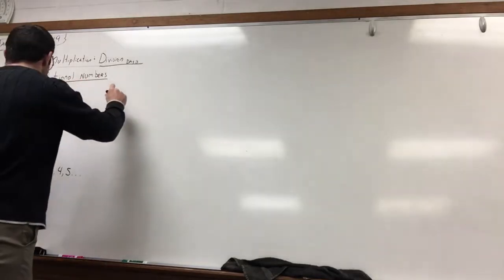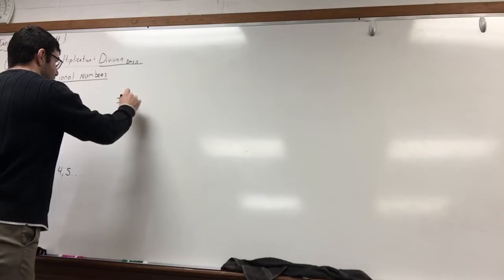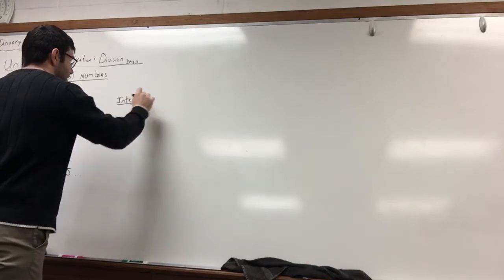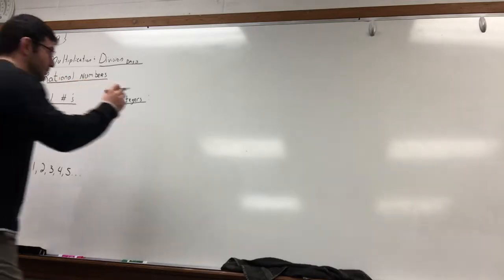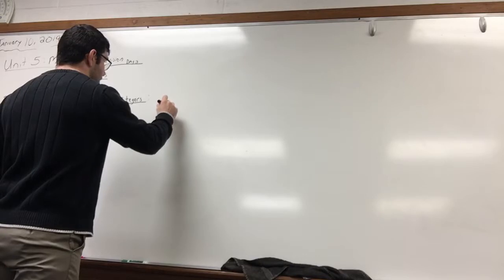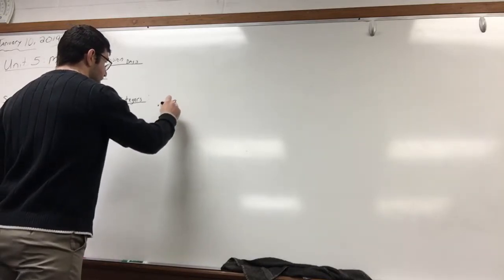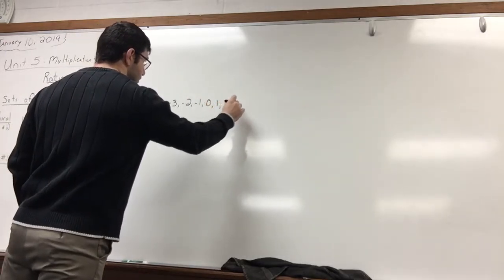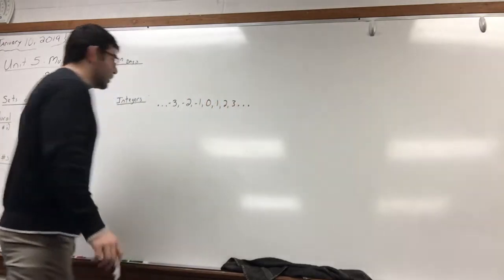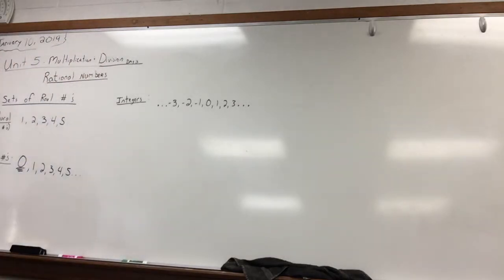Then we get to integers. And we've talked about these all before, and you've seen these all before. But, you know, I wanted to give you a list so you can see exactly which things are what. Integers go forever in two directions. -3, -2, -1, 0, 1, 2, 3. The way that we think of integers are they are our whole numbers and their opposites.